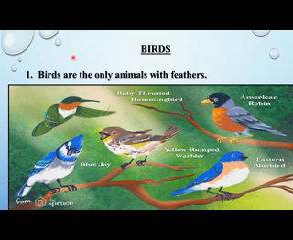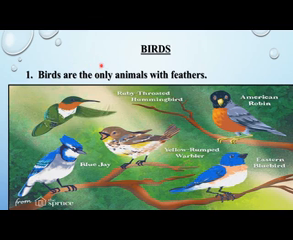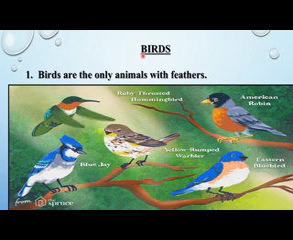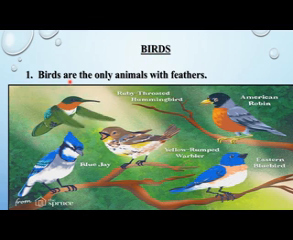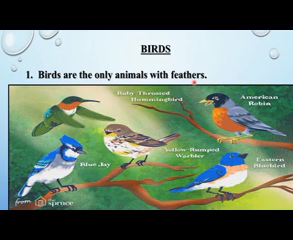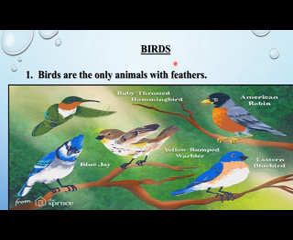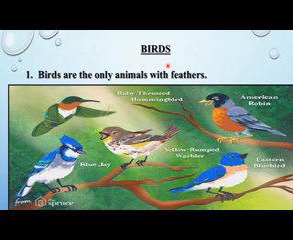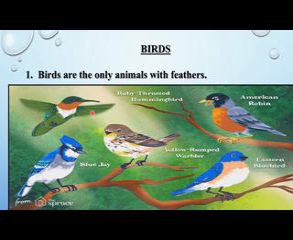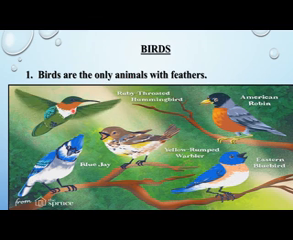So in this group of vertebrates, all birds are included. The name of this group is birds. Birds are the only animals with feathers. They have feathers, and these are vertebrates, and all birds are included in this group. You can easily see pictures of different birds on your screen.